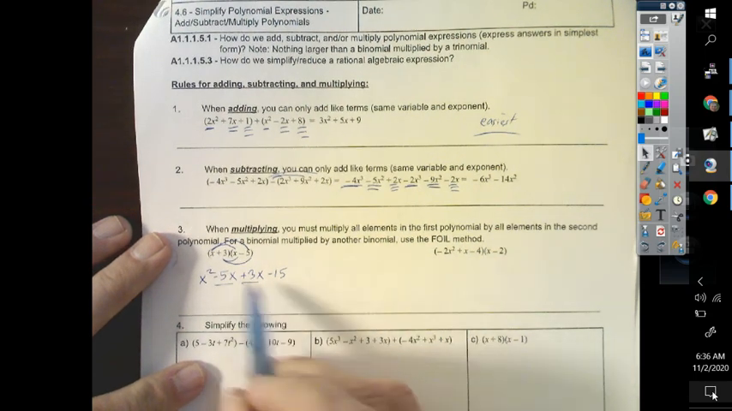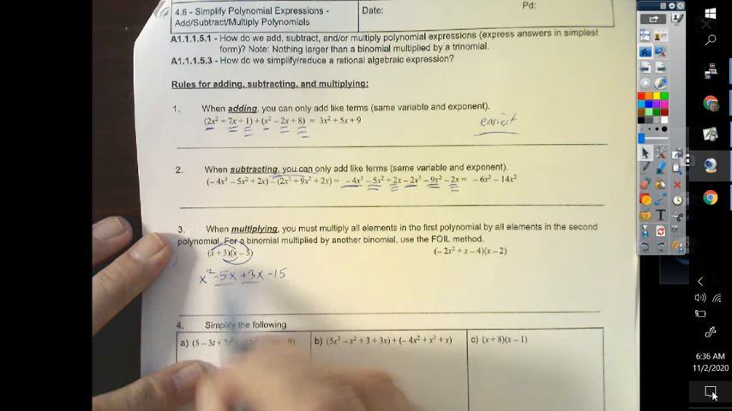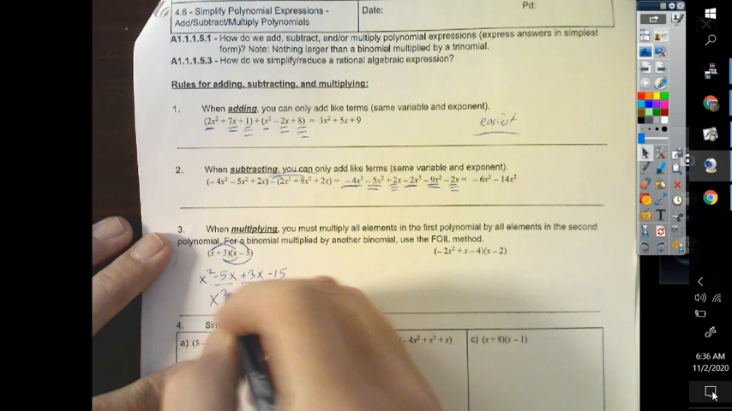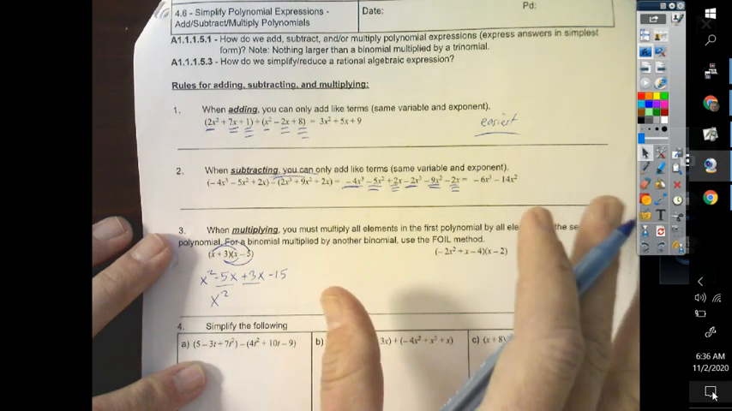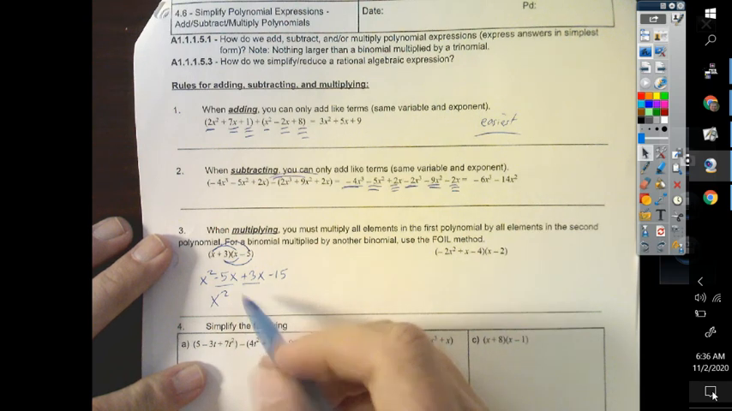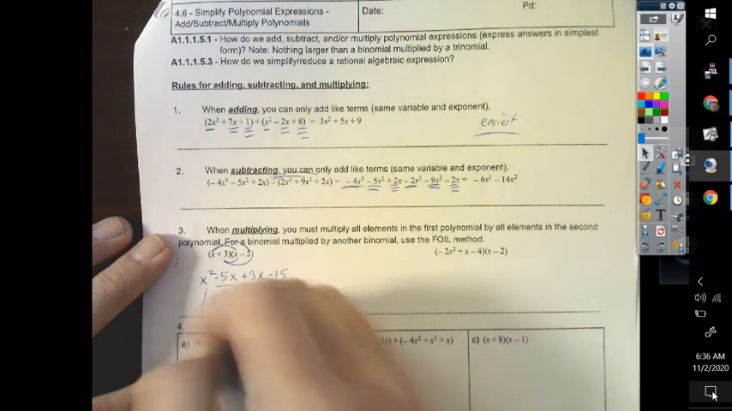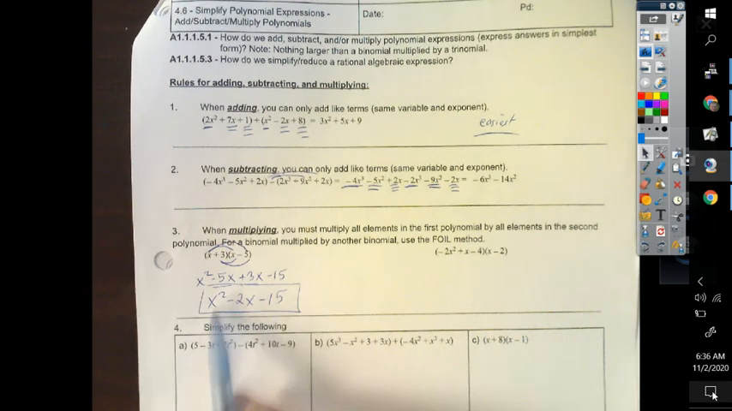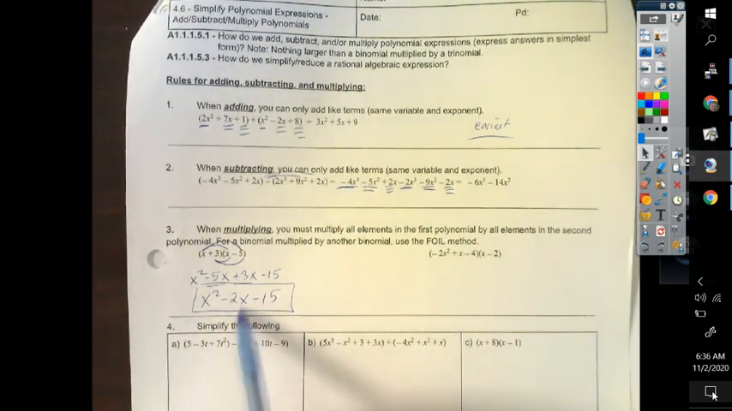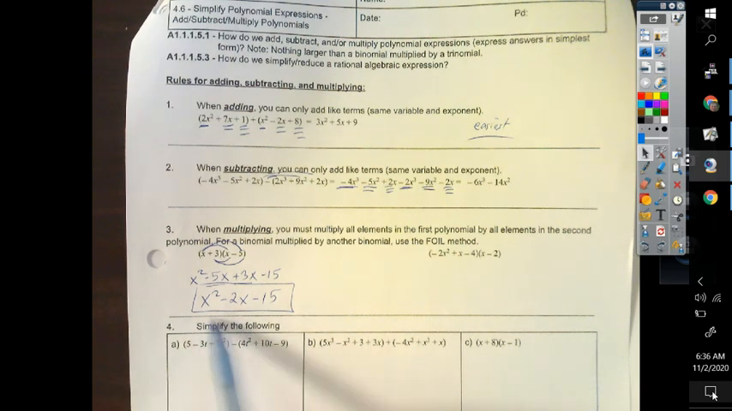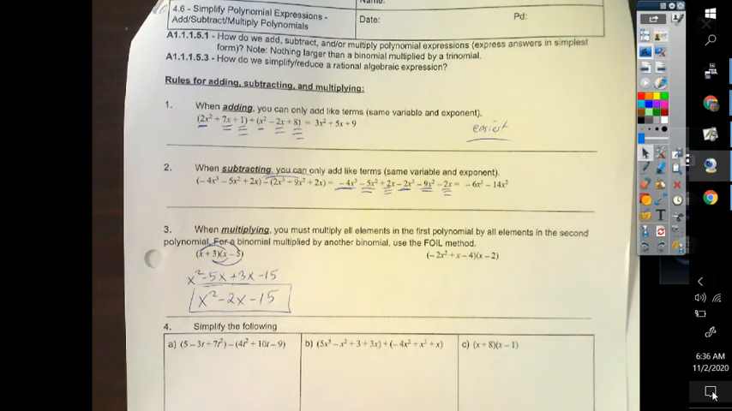Normally when you FOIL, the outside inside terms, the ones in the middle can get combined together. So x squared stays by itself because that's the only x squared I have. Negative 5x plus 3x is minus 2x, and then minus 15. When you multiply two binomials, you normally get a trinomial. Trinomial is three things, okay?